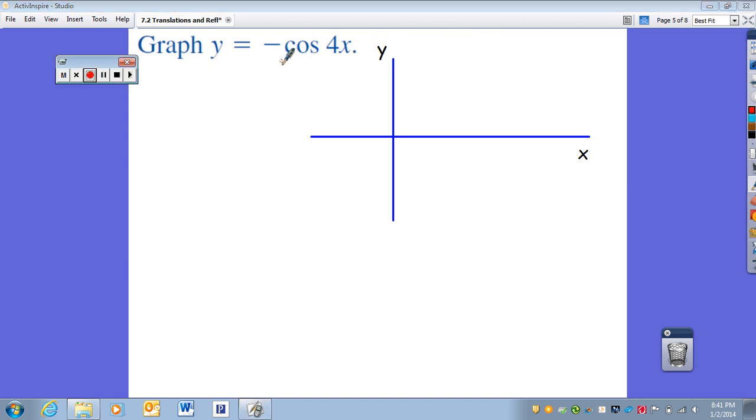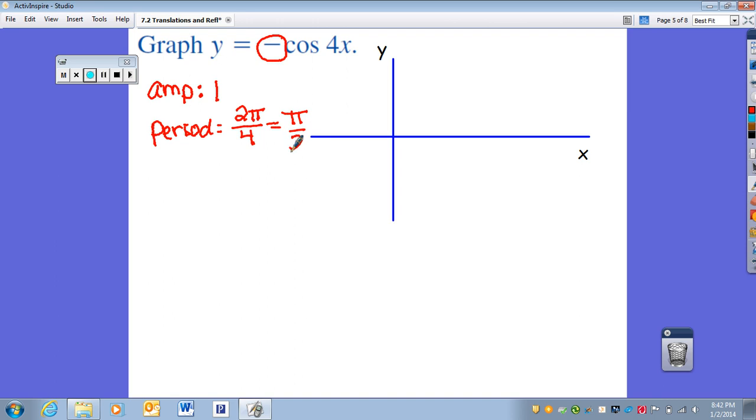So y is equal to negative cosine of 4x. So the first thing we're going to take a look at is what is the amplitude of our function. Remember, our amplitude is the absolute value of our a. So the absolute value of negative 1 would be positive 1. Then we'll take a look at our period. Our period in this case is 2 pi divided by the absolute value of b, which is 4. So our period in this case is going to be pi over 2.